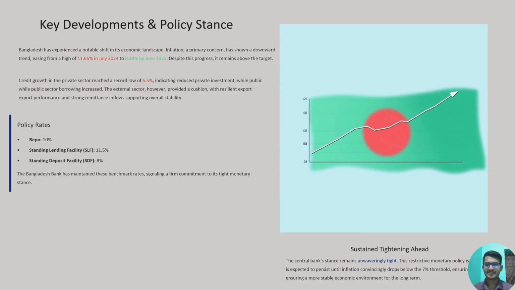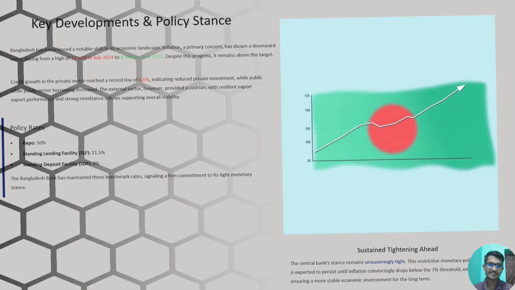Key development and policy stand. Bangladesh has experienced a notable shift in its economic landscape. Inflation is our main problem. Credit growth in the private sector is also very low. Our policy rates are: repo is 10%, SLF is 11.5%, SDF is 8%.